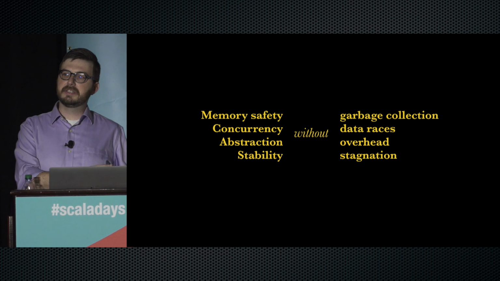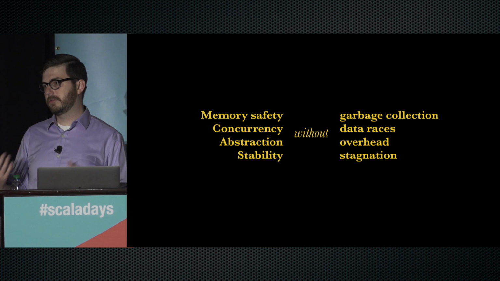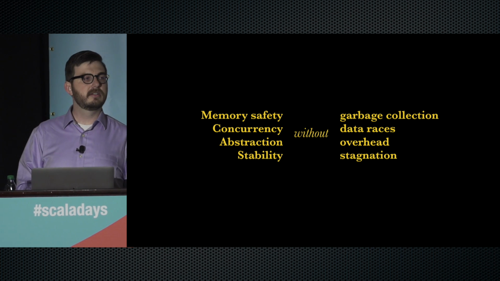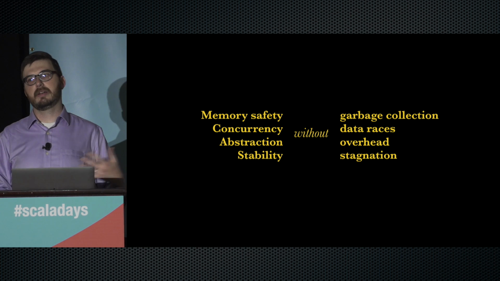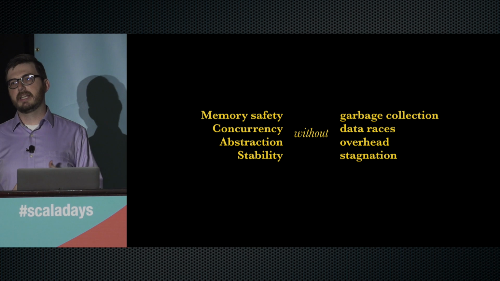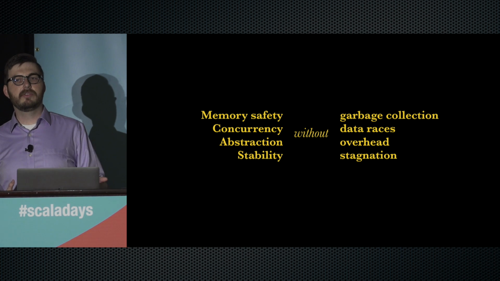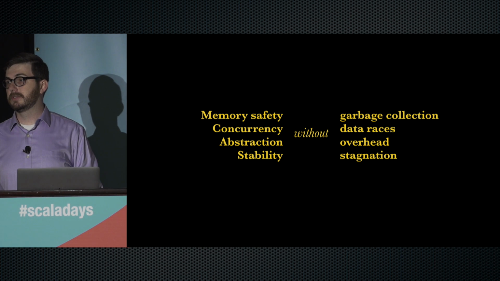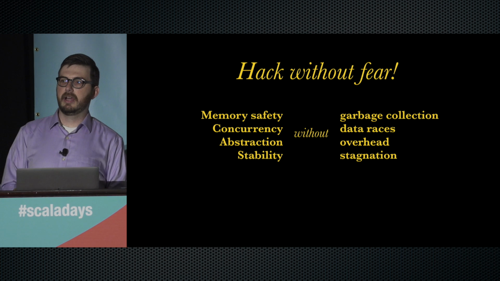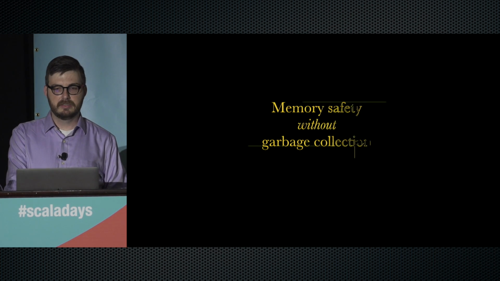How can you have concurrency without having all the usual pitfalls and bugs that show up as data races? Rust gives you an answer there. How can you provide abstractions without paying a lot of overhead? Again, Rust gives you an answer. And stability without stagnation is about how we evolve the language without breaking code that relies on previous versions. And the overall message here is Rust is about hacking without fear. OK, so without further ado, let's start with the first pillar.